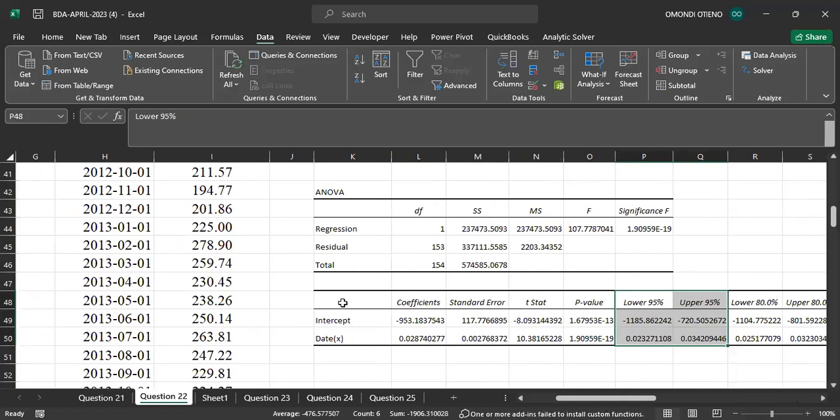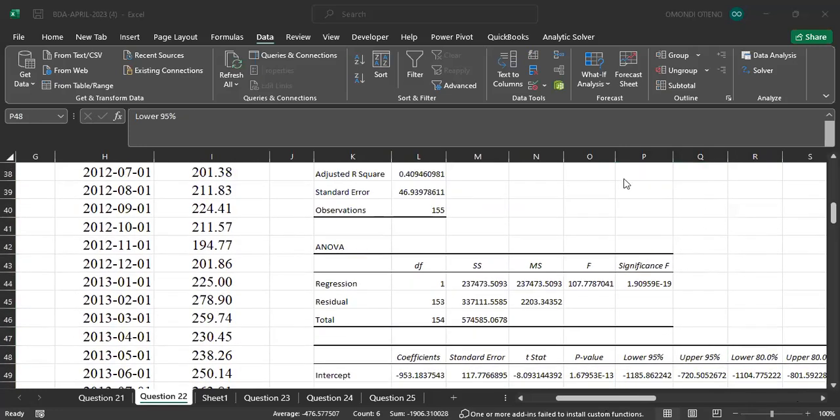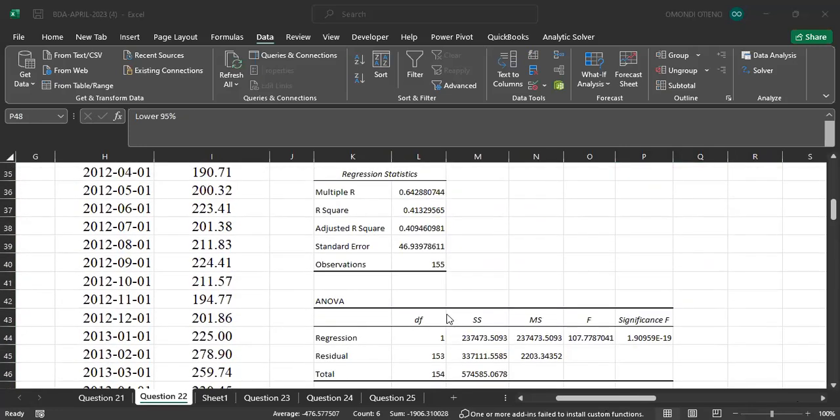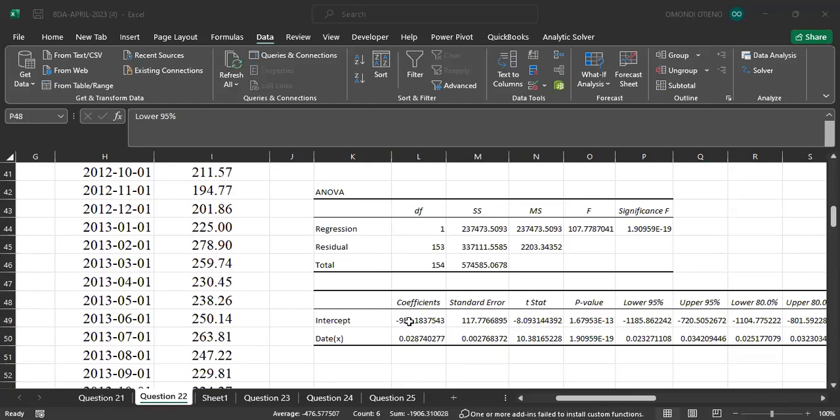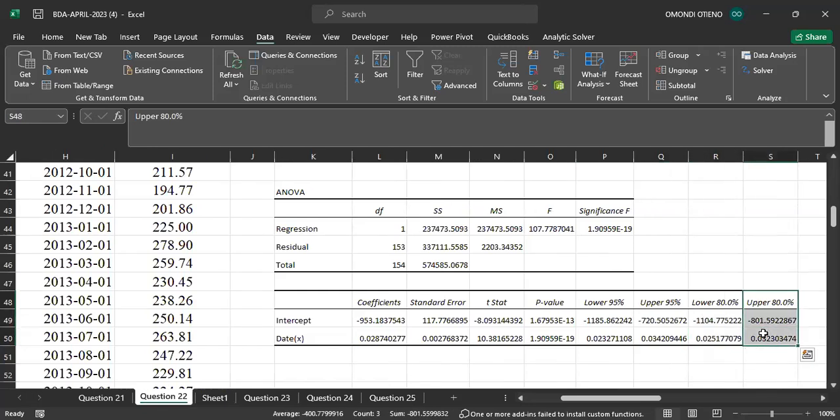The output range is where do you want to display this? You just click any place that does not have data. Or you can even take it to a new worksheet if you like. So the intercepts ndio hizi ziko hapa. Then the lower 95%, upper 95%. Then ndio hii lower 80%, upper 80%.